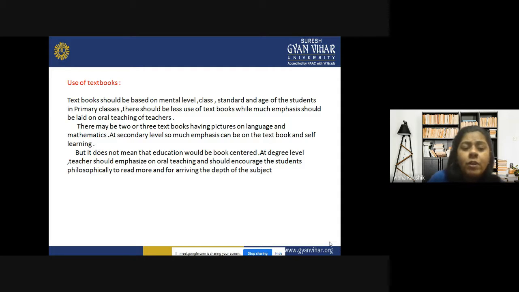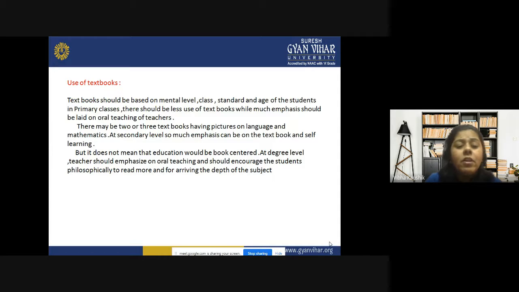When we are talking about students studying at the secondary level, much emphasis should be given on the textbook, and the textbook should give detailed information and knowledge to the learner. And as they are students of the secondary level, they involve themselves in self-learning. But it does not mean that our education should be book-centered.